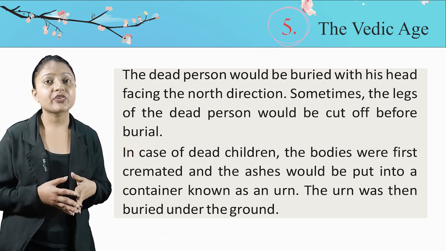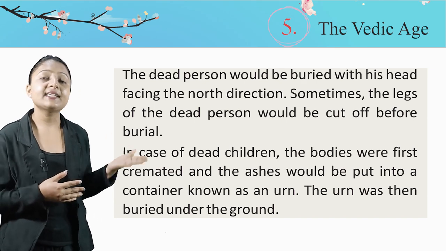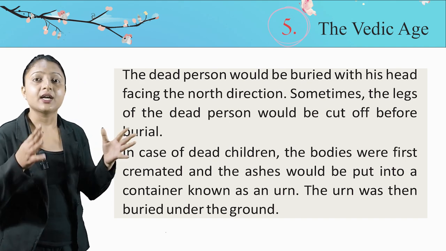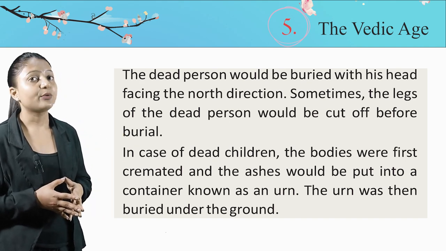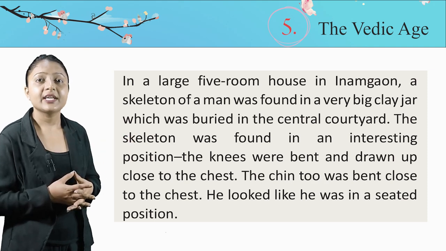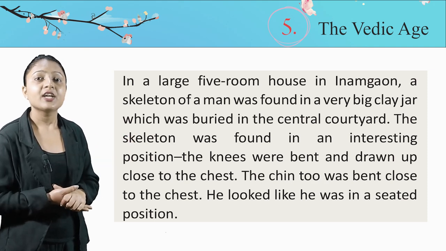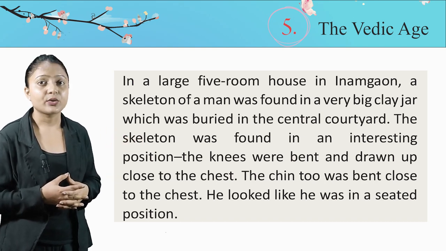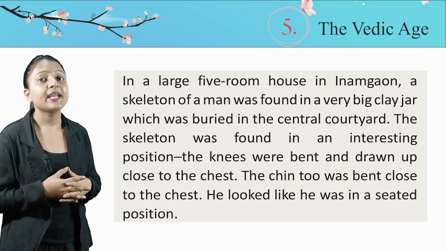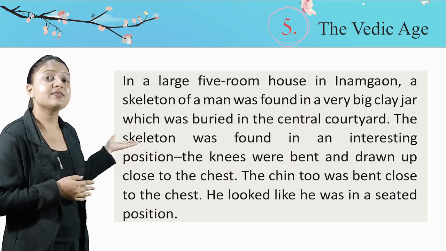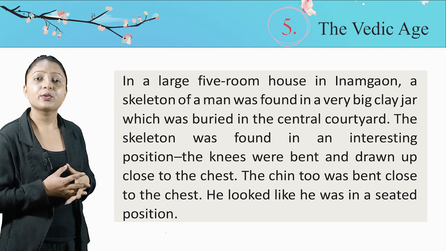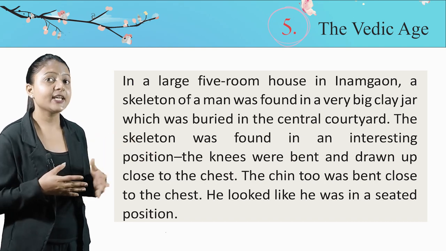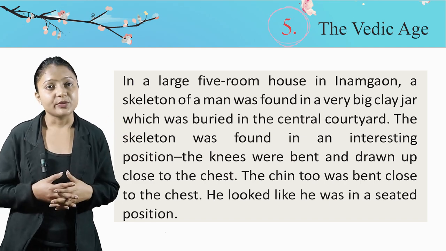In the case of dead children, the bodies were first cremated and the ashes would be put into a container known as an urn. The urn was then buried under the ground. In a large five-room house in Inamgaon, a skeleton of a man was found in a very big clay jar which was buried in the central courtyard. The skeleton was found in an interesting position. The knees were bent and drawn up close to the chest. The chin too was bent close to the chest. He looked like he was in a seated position.